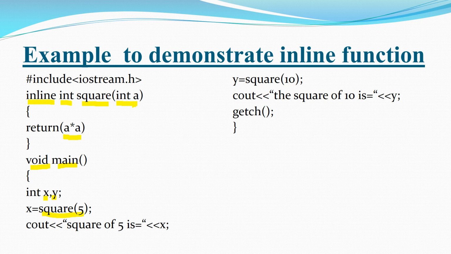Once 5 is copied into a, it is going to calculate a into a, that is 5 into 5. The value of 5 into 5 is calculated and passed to the variable x. Now the x value is 5 into 5, that is 25. Once it has been calculated, it returns, and next it is going to print with cout: the square of 5 is 25. Now we have found the first number's square.